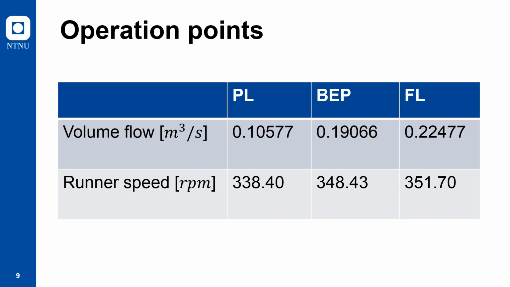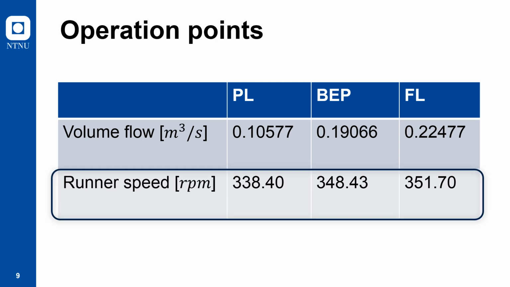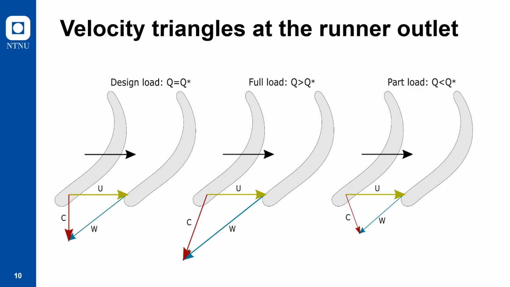I plan to do three separate design optimizations for three different operation points, corresponding to part load, best efficiency point, and full load. As you can see, the runner speed differs a bit since I'm using a variable speed runner. The different operation points will give rise to different flow conditions in the draft tube.